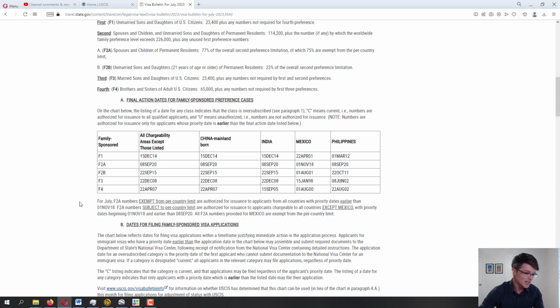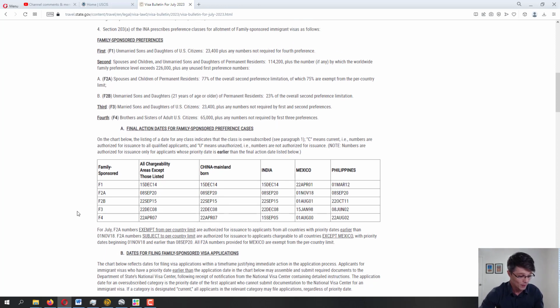So for F2A, which is your category, depending on when your priority date is, when you initially filed your I-130 petition, people roughly with a priority date in September 2020, as of right now, July 2023, their immigrant visa is becoming available. So hopefully that makes sense. If you have any follow-up questions, don't hesitate to ask them.